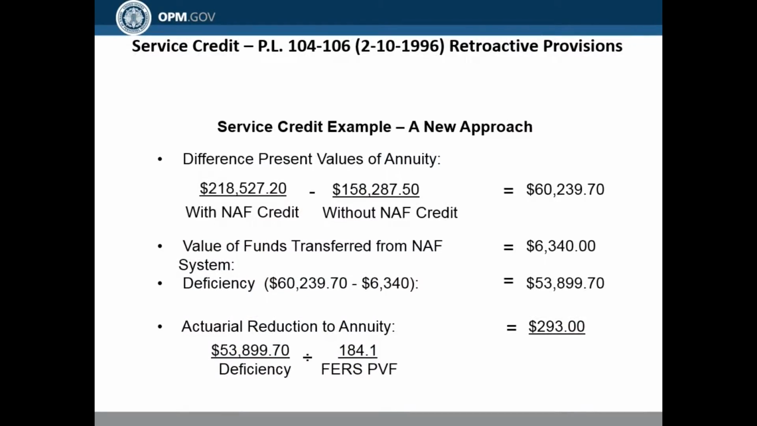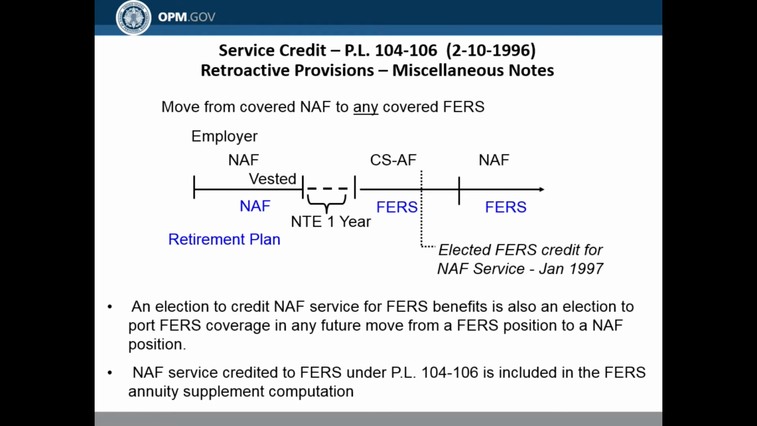So in essence, that's what the math is here. If we look at all the rules and all the dollar figures, we're basically doing the computation. Again, you might want to refer to the math on the slide. Now, if you move from a covered NAF to a covered CSRS position, an election to credit NAF to CSRS benefit is also an election to port FERS coverage in any future move from a FERS position to a NAF position. Again, the NAF service credited to FERS under Public Law 104-106 is included in the FERS annuity supplement computation.